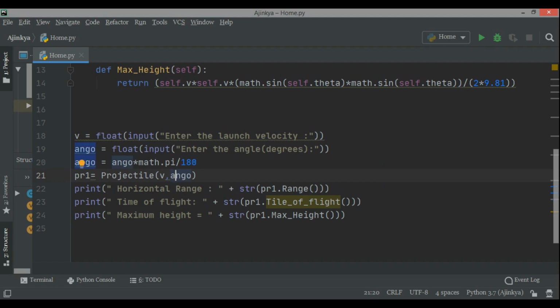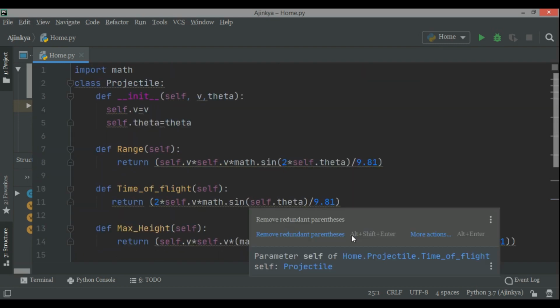So I'll create the object of Projectile as proj1, and I'll pass the values v and ang, and then I'm calling these three functions and printing them in three different lines. So let me make it proj1 here also, and here also. The underlined ones are becoming red, so I need to make changes. This is proj1, and then I'm calling the range function, the time of flight function, and the maximum height function. So everything now looks cool.